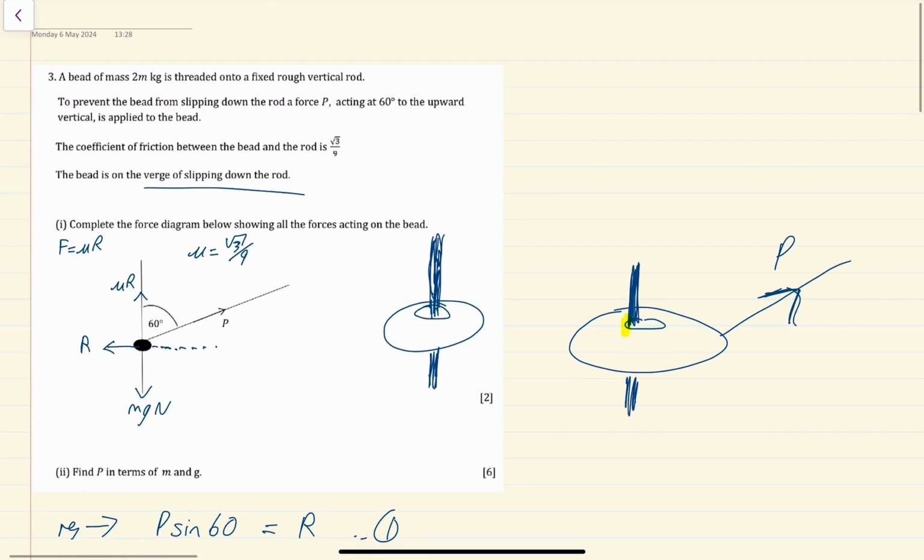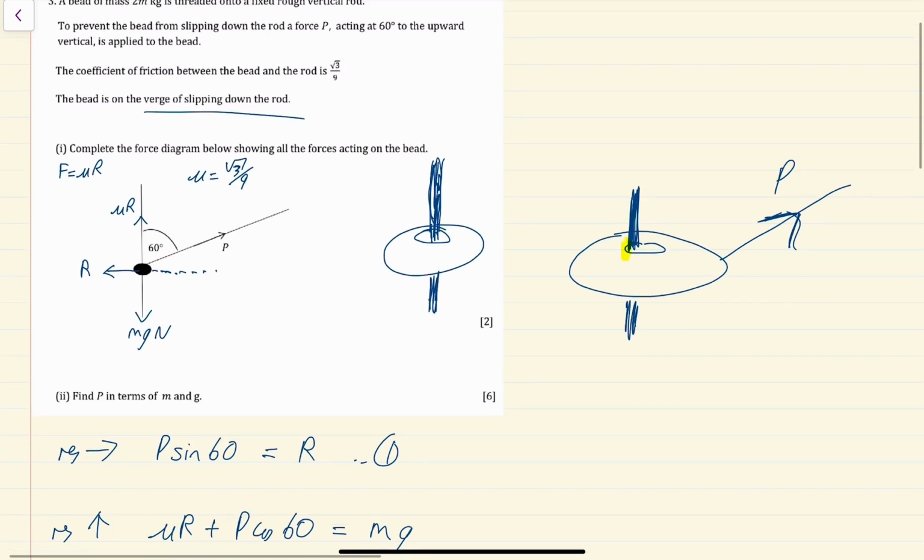So hopefully that's explained that question. That was a difficult enough question to understand just at the start exactly what was going on. But there we go.